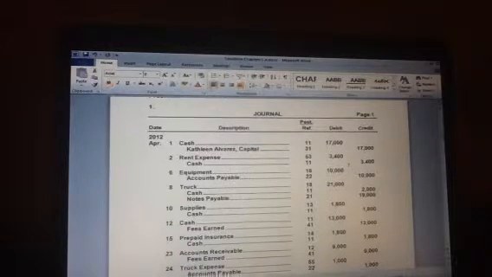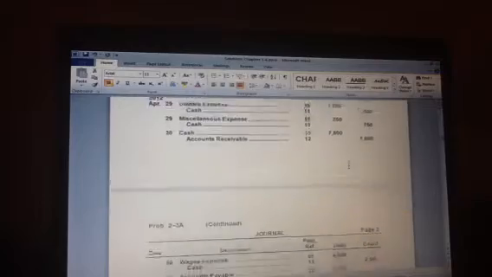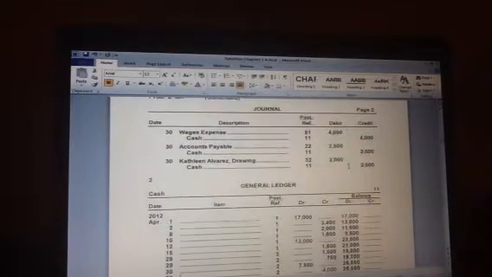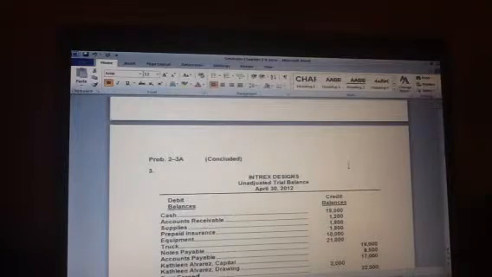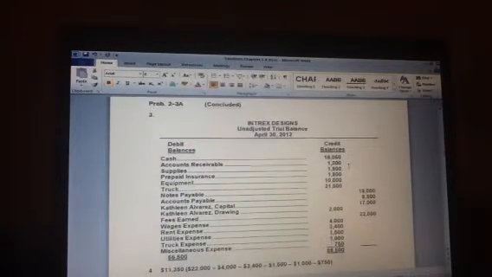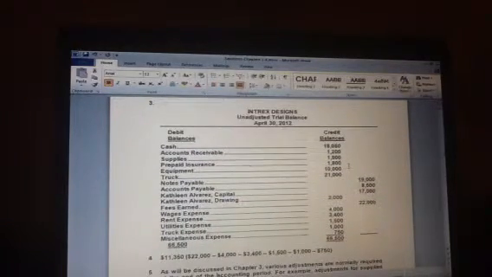And then you're going to do that with all of your journal entries. I'll just zip through those. You're going to post all of those to the general ledger. And then the last thing you can do is to prepare an unadjusted trial balance. The purpose of this is to make sure after you've done all these journal entries and after you have posted to the ledger that your total debits still equal your total credits.